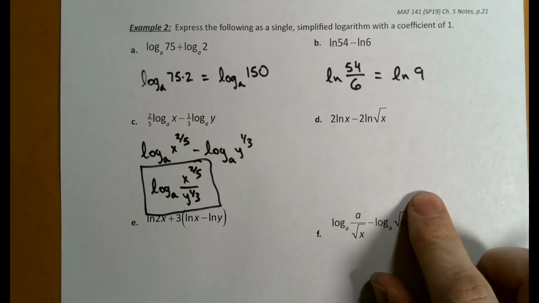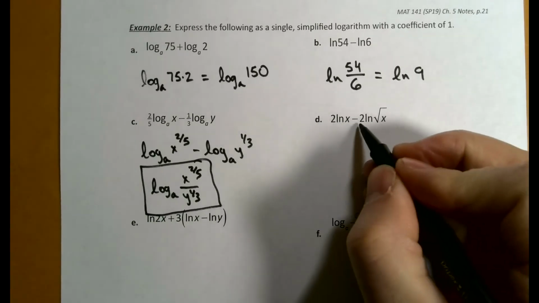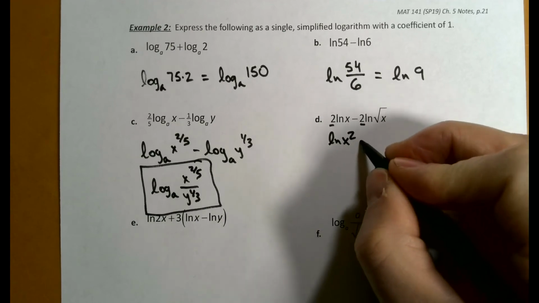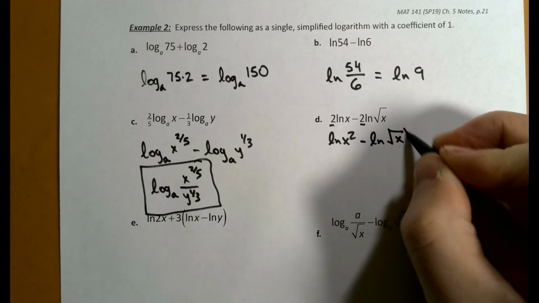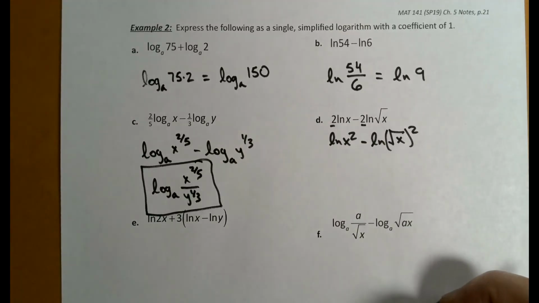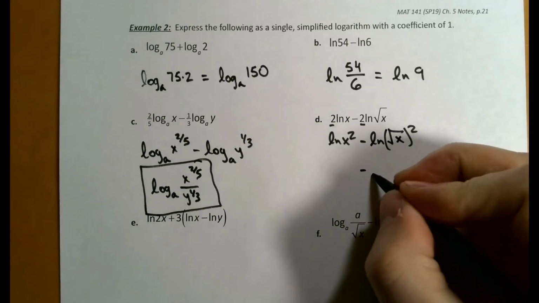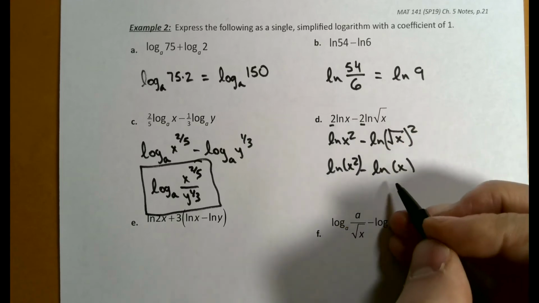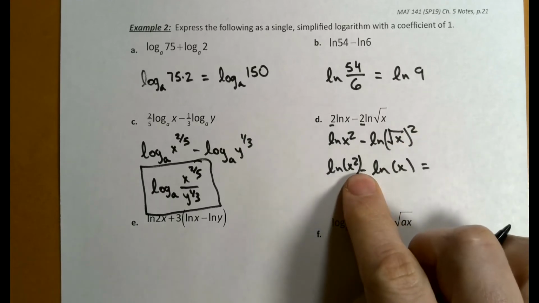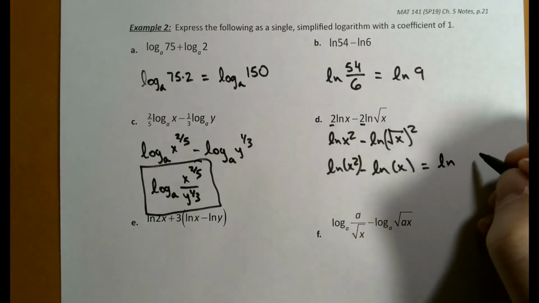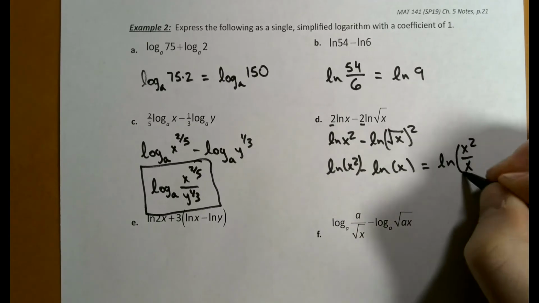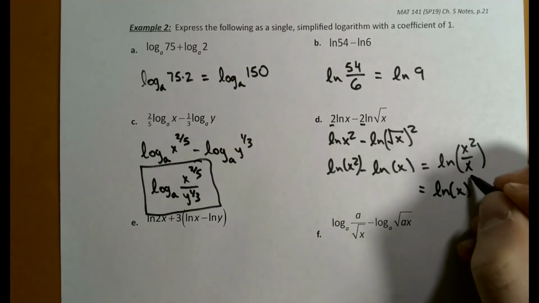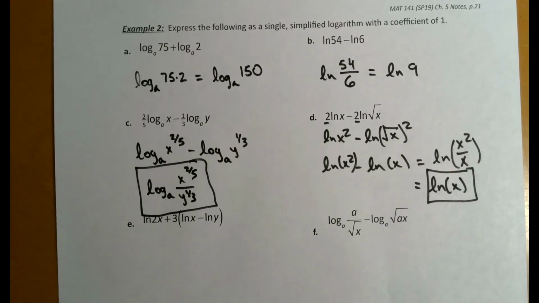Okay, this one, that's a little wild. So I'm going to take care of the things outside, the constants. So this would become natural log of x squared minus natural log of the square root of x squared. Turns out when you square a square root of x, that simplifies to just x. And so now we have natural log of x squared minus natural log of x. Well, because of the subtraction, we're going to divide by this within the logarithm. So this becomes x squared divided by x. Well, x squared divided by x is simply x. So the final answer is natural log of x. What a great problem, right?